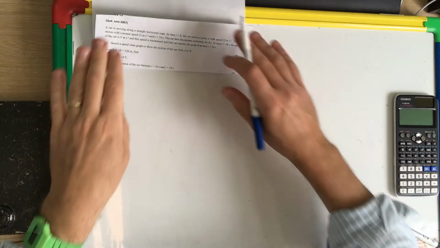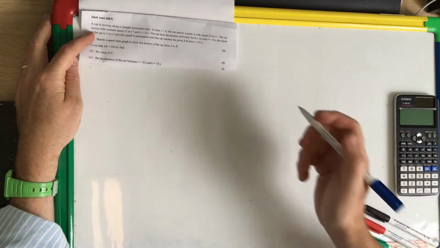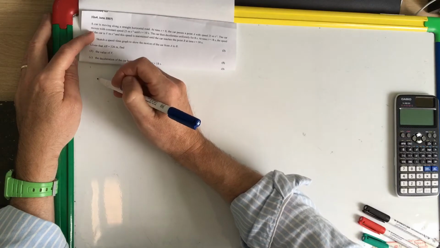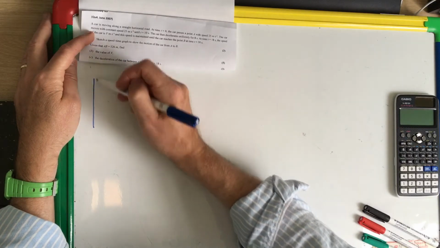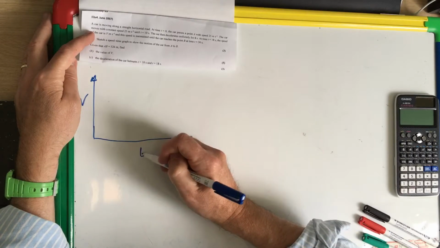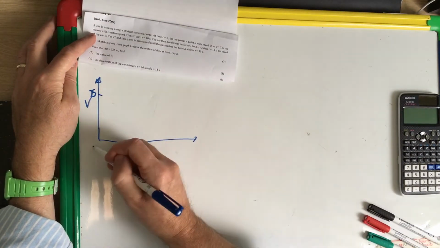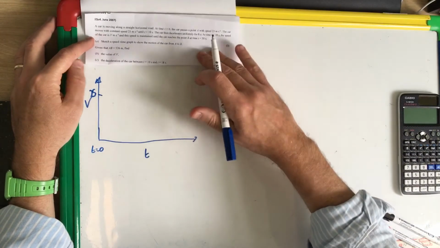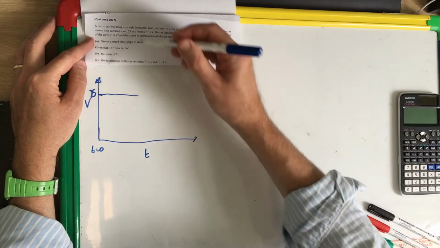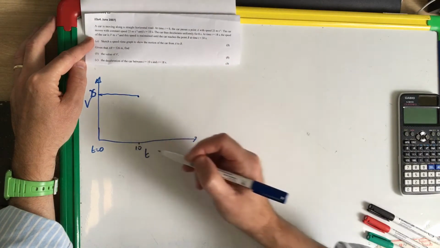So a car is moving along the horizontal road at time t is 0. The car passes point A with a speed of 25 meters per second. So we've got to sketch a speed time graph. My speed I'm going to put as v for velocity. Time starts at 25 there, so that's where it is at t is 0. Okay, and then the car does 10 seconds at that speed. So there's 10 seconds there. We'll label that one 10.